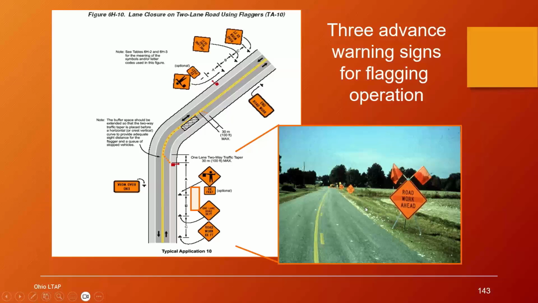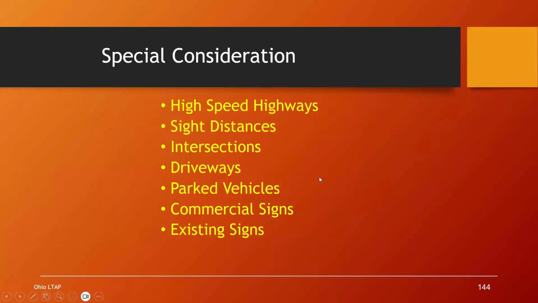But here we have the advanced warning area only on the right side of the road. And they've even enhanced the signs with flags, as you can see in the picture. Those are probably both state routes that I just showed you pictures of.